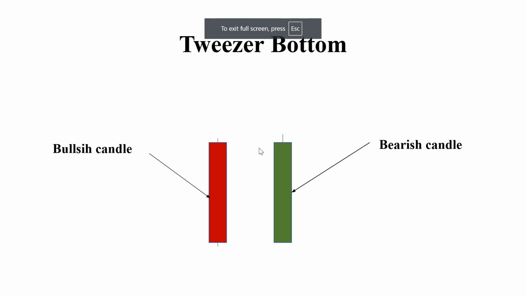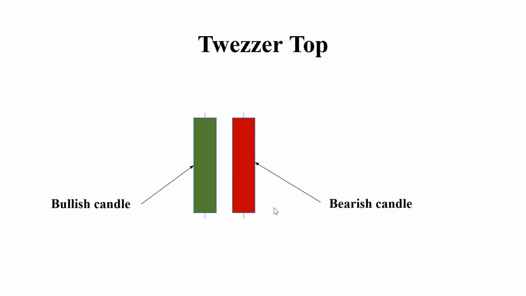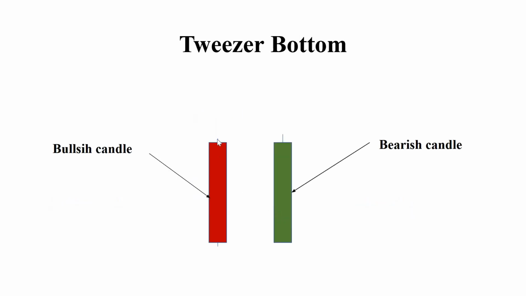Good. So this is the tweezer top, and then there is the tweezer bottom. With the tweezer bottom, it is also made up of two candlesticks. The first one is the bearish candle, which indicates that the sellers are pushing price all the way down and the market is prepared to go down in one way or the other. The next candlestick that formed was a bullish candle, and buyers pushed price back to the open of the bearish candle.